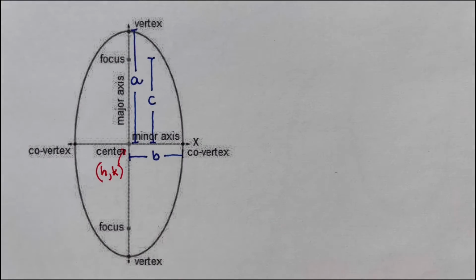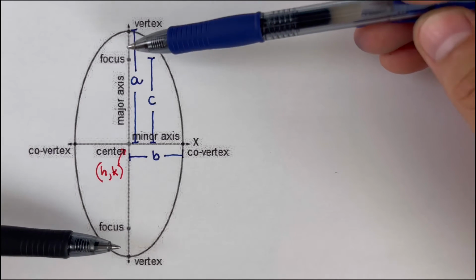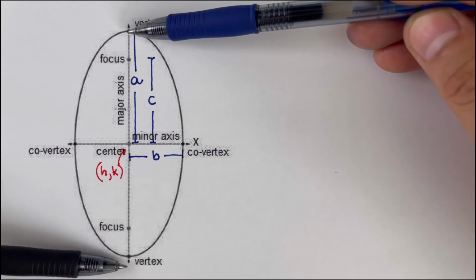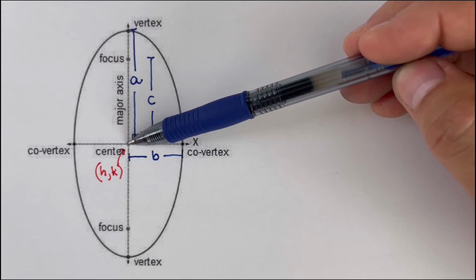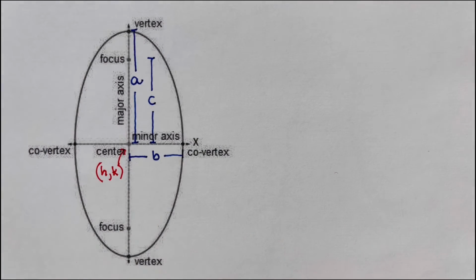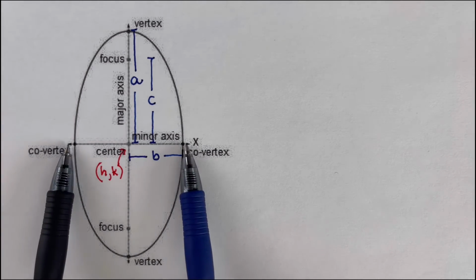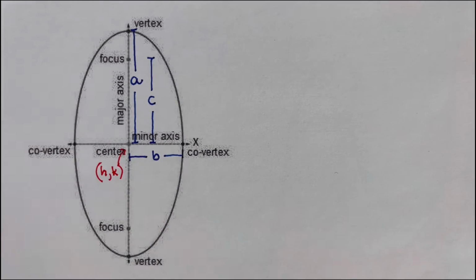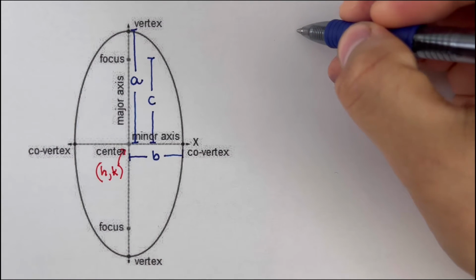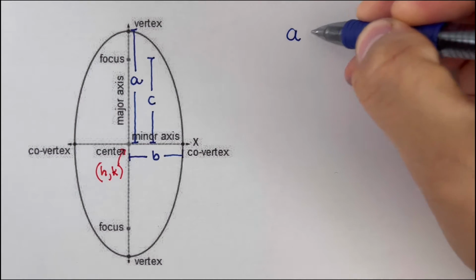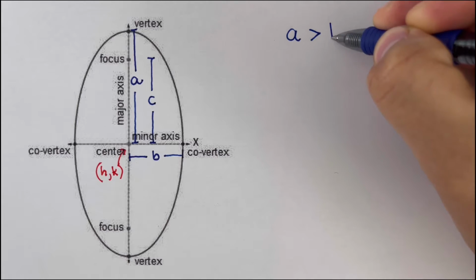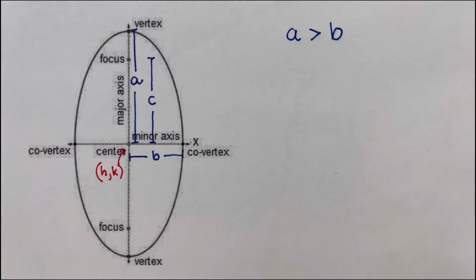We remember that in the major axis, we can find the two foci, the two vertices and the center of the ellipse. Well, on the other hand, on the minor axis, we can see the two co-vertices and the center. We also remember that for an ellipse, the value of A will always be greater than the value of B every time, no matter what.